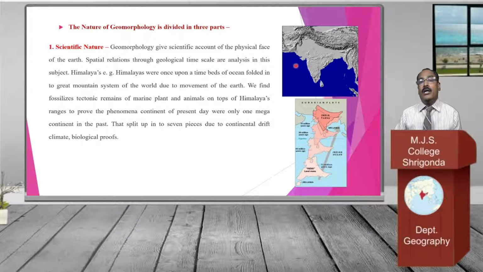Folded into the great mountain system of the world due to the movement of the earth, we find fossil remains of marine plants and animals on top of the Himalayan range. This proves that in the past there was only one mega continent that split into 7 pieces due to continental drift, with climate and biological proofs.